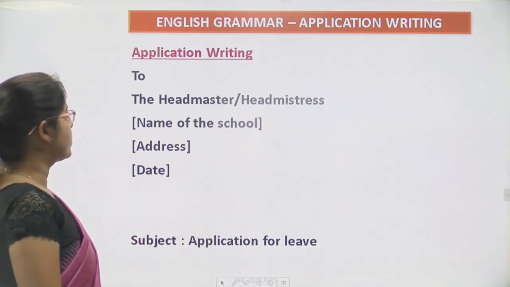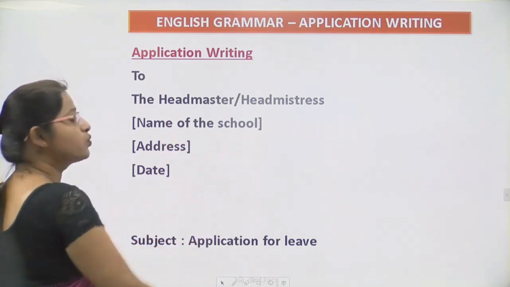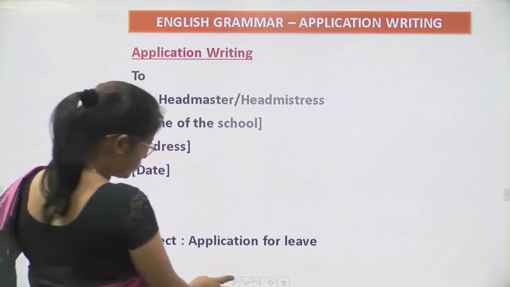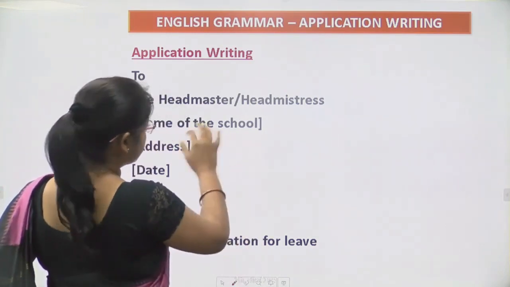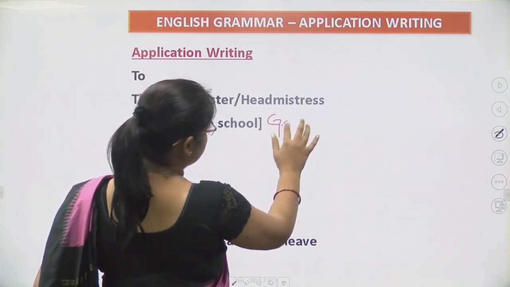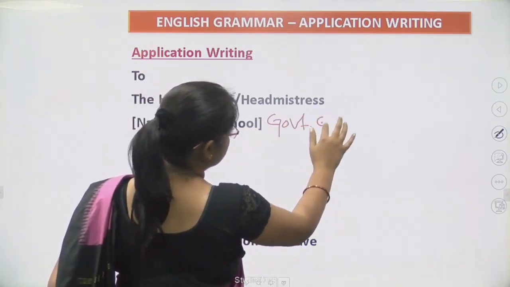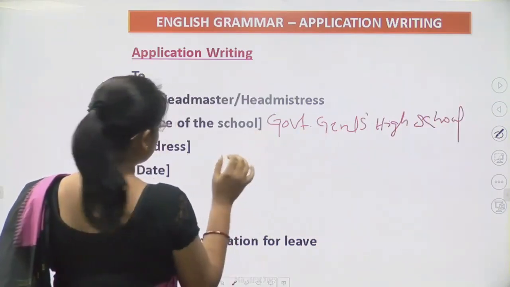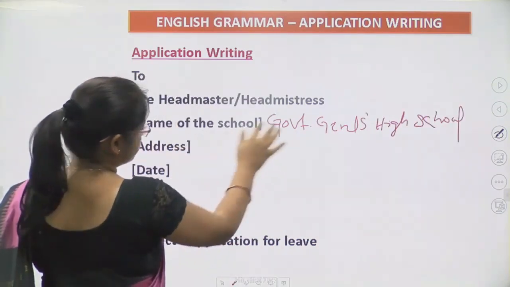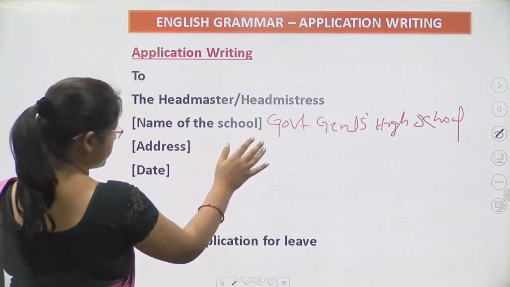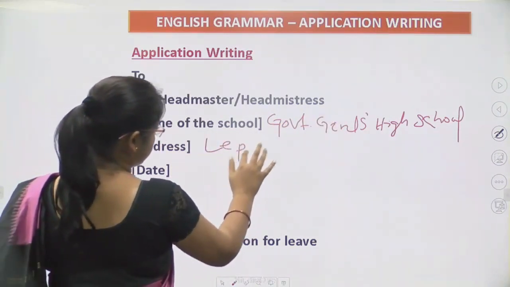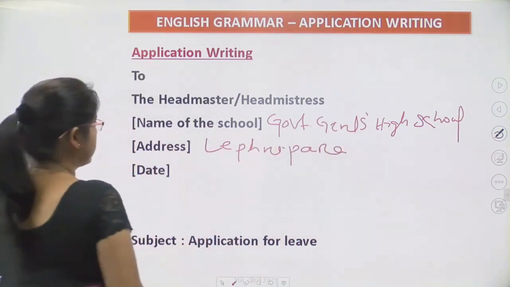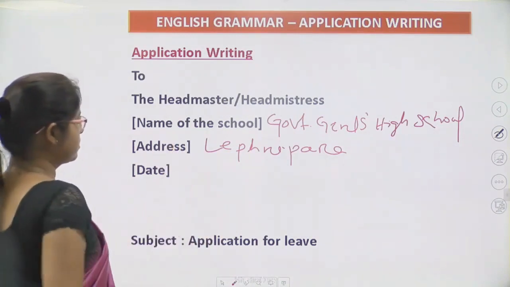Okay, next we have to write the name of the school. You have to write your own school name. Suppose your school name is Government Girls High School. Then you have to write the address of your school. Suppose your school address is Lefripada. Write here Lefripada, then leave one line.